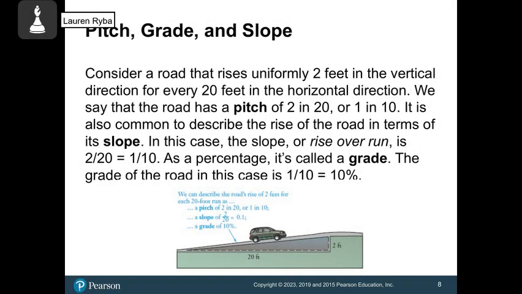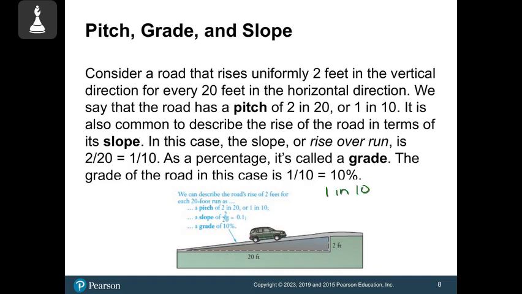Pitch, grade, and slope are some other concepts we will see in the world. Consider a road that rises uniformly 2 feet in the vertical direction for every 20 feet in the horizontal direction. We would say that the road has a pitch of 2 in 20, or simplified 1 in 10. Meaning we are going to go up 1 foot for every 10 feet that we move over. So that's kind of like the slope. So pitch is going to be 1 in 10.